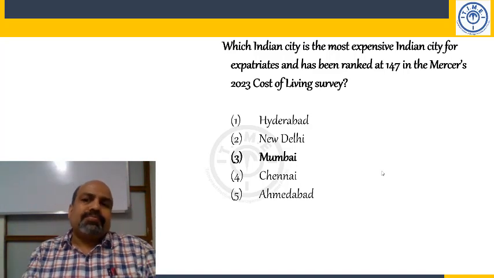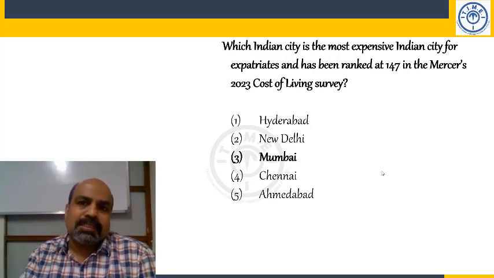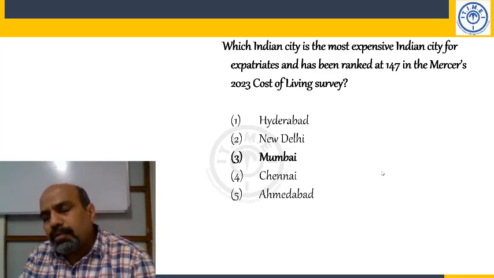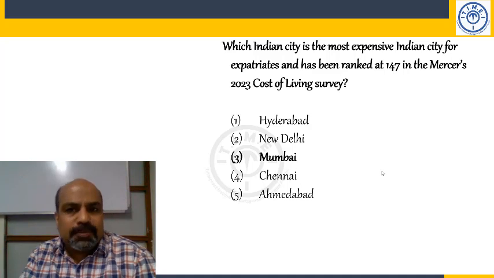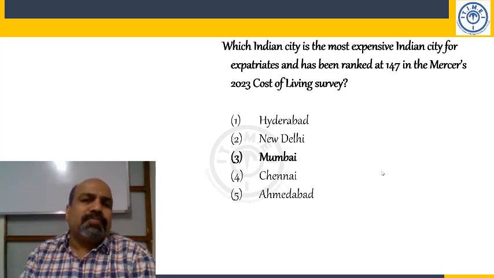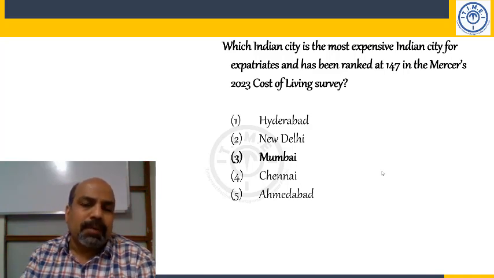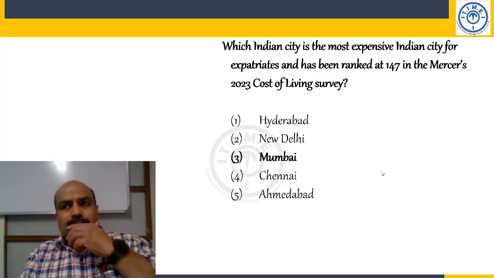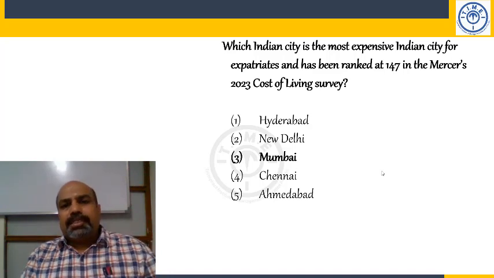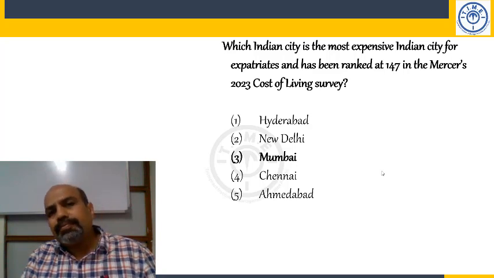Now what about worldwide? You could write the global three most expensive cities for expatriates. One, Hong Kong, which is part of China, as you know. Two, Singapore. Three, Zurich, Z-U-R-I-C-H, in Switzerland.